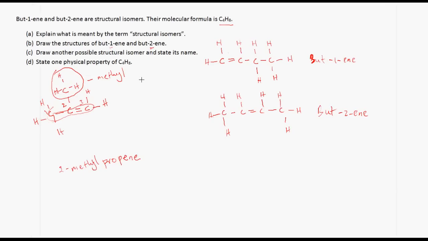The last part of the question asks, state one physical property of C4H8. Now we know that in any homologous series the physical properties change as we move down the series. So we may start off with a gas, then move to a liquid, and then to a solid. Now C4H8 is butene, and most likely it will be a gas.